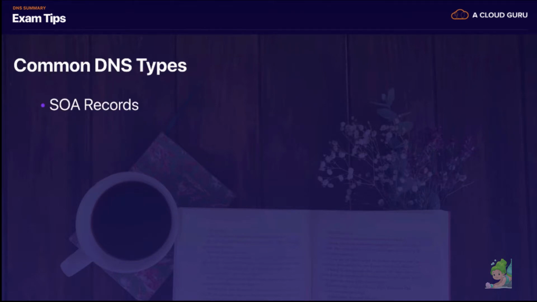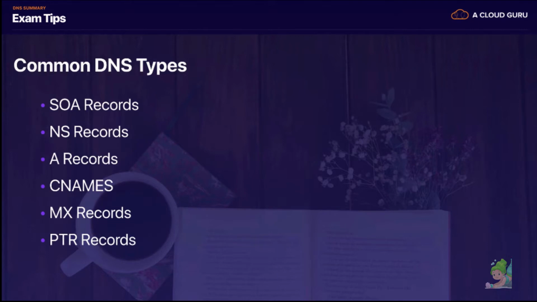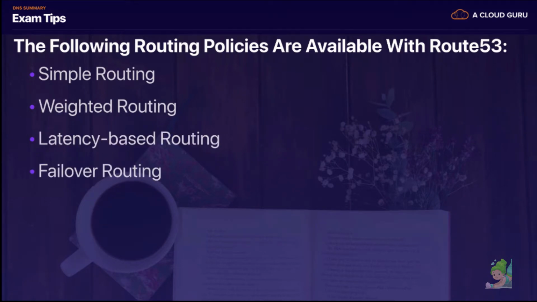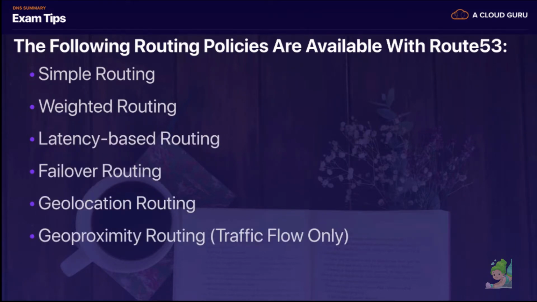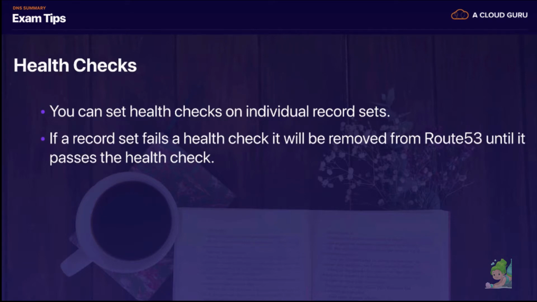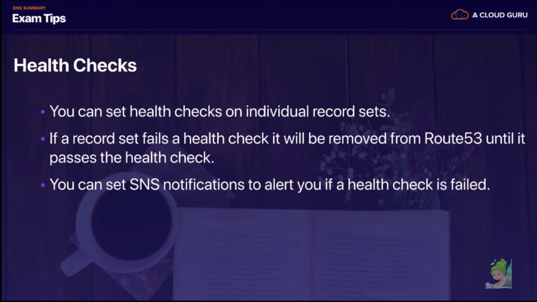So some common DNS types: we've got our start of authority record, our NS records, our A records, our CNAMEs, our MX records, and our PTR records. And the following routing policies are available with Route 53. We started off with simple routing, then looked at weighted routing, latency-based routing, failover routing, geolocation routing, geoproximity routing, but we had to do that using the traffic flow, and then multi-value answer routing. We also learned all about health checks, so you can set health checks on individual record sets. If a record set fails, it is going to be removed from Route 53 until it passes the health check again, and you can set up SNS notifications to alert you if a health check has failed.